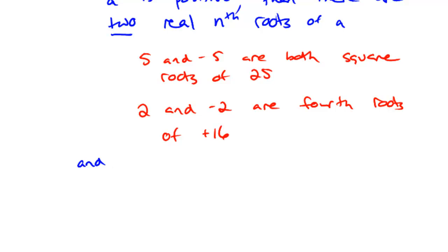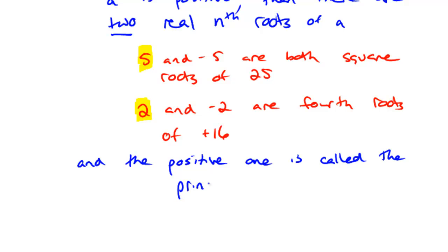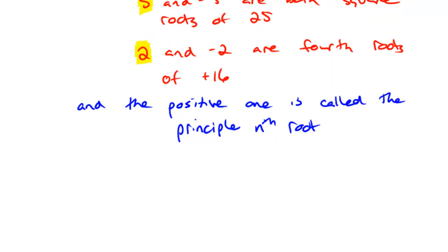But notice that there's 2 square roots of 25 and 2 4th roots of 16. But we have a special name for the positive one, which is called the principal nth root. So 5 is the principal square root of 25, and 2 is the principal fourth root of 16. So that was when n was positive and even.